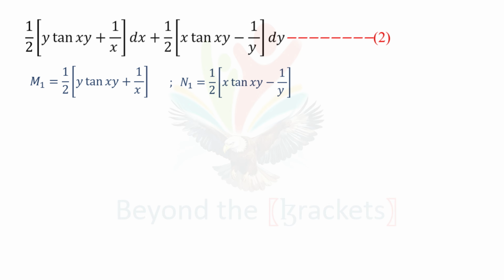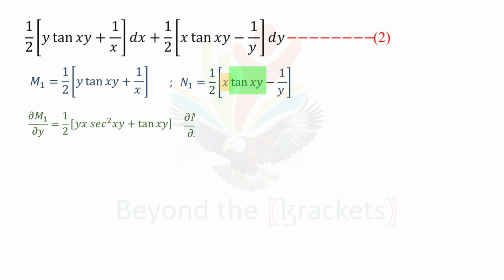For the verification of exactness, differentiate M1 partially with respect to y. 1 by 2 is constant. y and tan xy both are having y, so the uv rule is to be applied, writing the first function y as it is. Differentiation of tan xy with respect to y will be x secant square xy, plus second function tan xy will be written as it is. Differentiation of y will be 1.